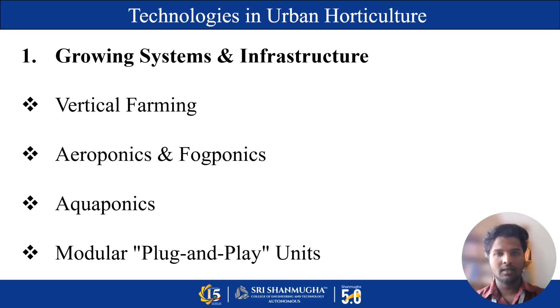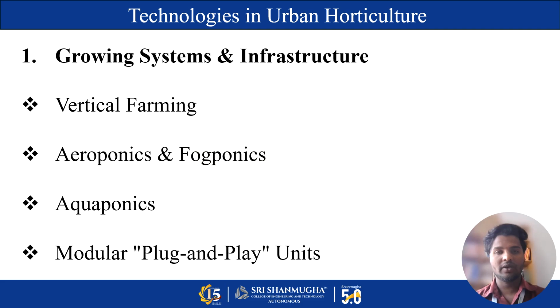Here I listed the first technological domain, that is the growing system and infrastructure. Before we go to see all the technologies one by one, in 2026 the transition of urban horticulture from a supplementary green hobby to a high precision industrial necessity is driven by a fusion of biological science and industry 4.0 engineering. The main objective of urban horticulture is to decouple food production from the constraints of geography and climate.